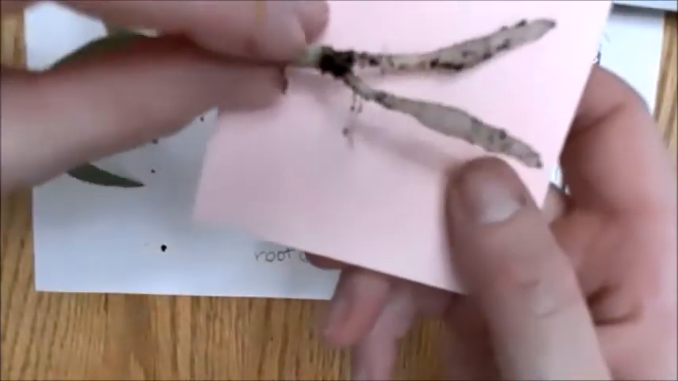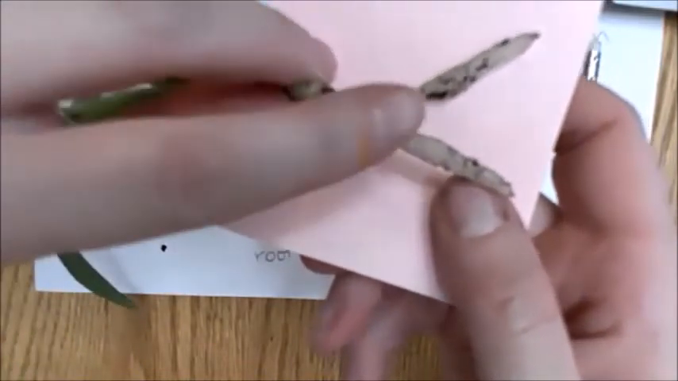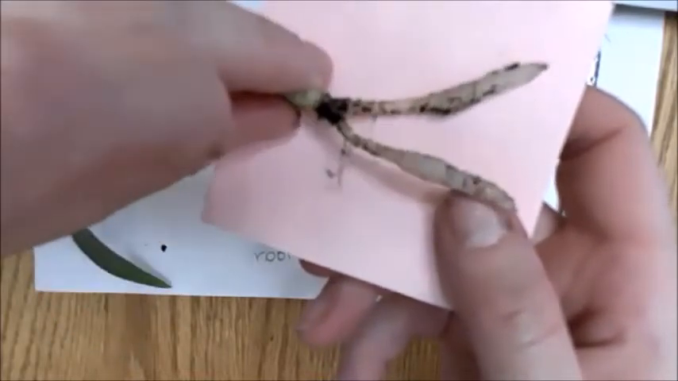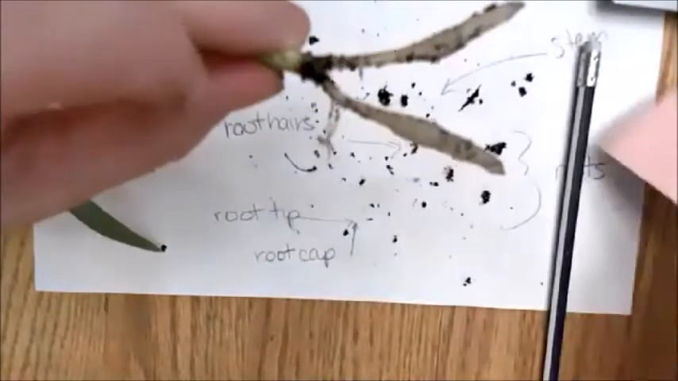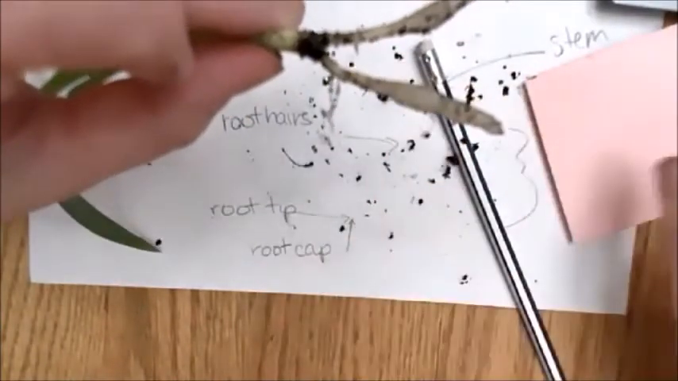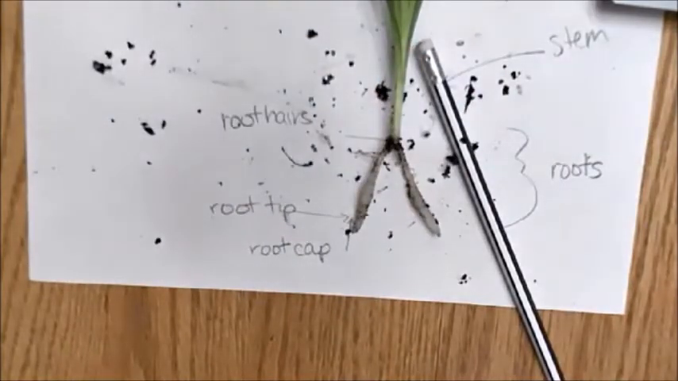And the root hairs are these ones right up in here, all these little ones seeking out the water from the soil and absorbing the water into the plant. And this part of the root is searching for the water, and this part protects it while it's doing that searching. So roots are very cool. They have some special parts that do some very special jobs.